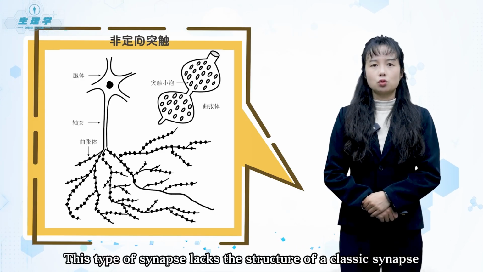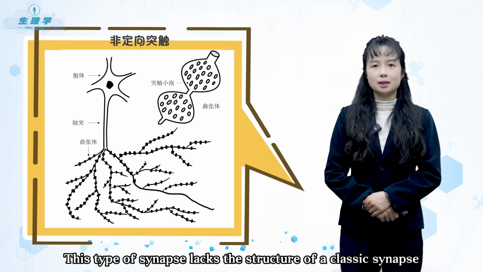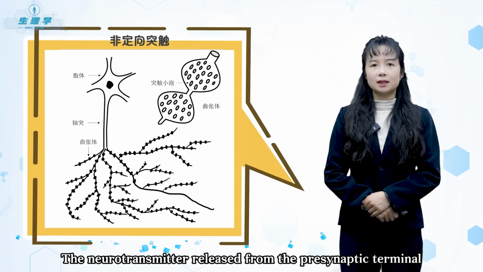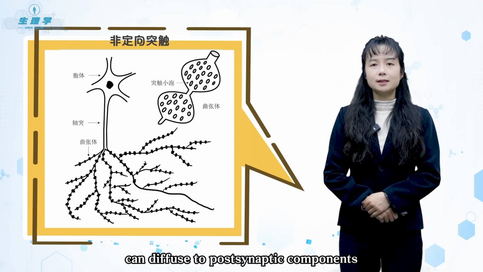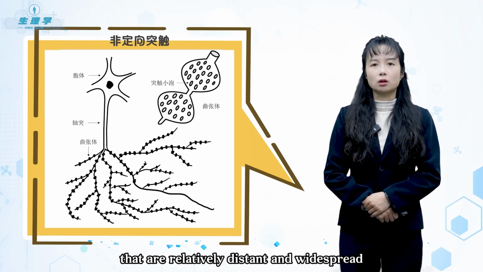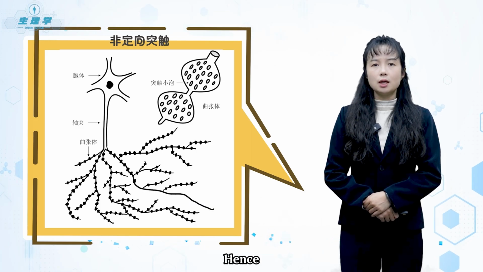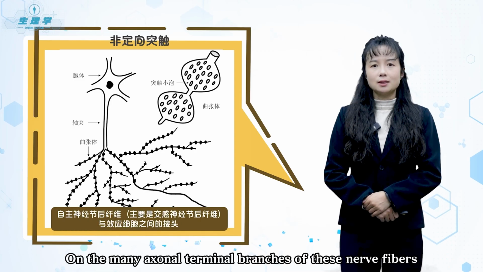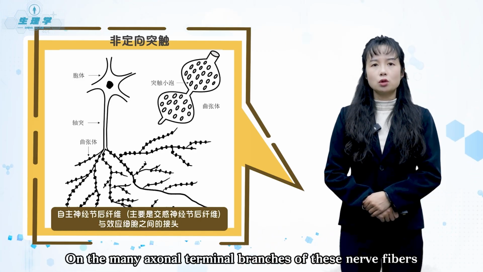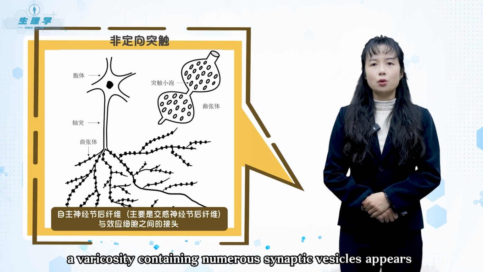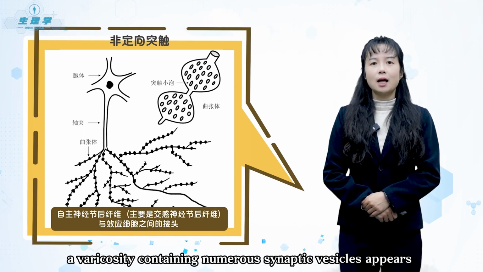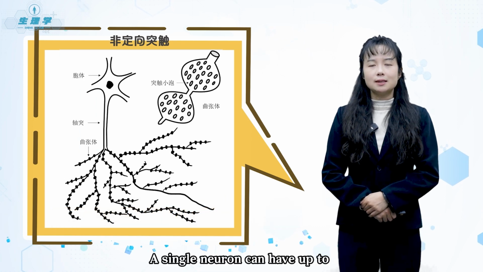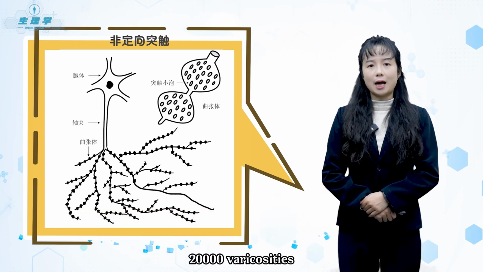Non-directed synapses. This type of synapse lacks the structure of a classic synapse. The neurotransmitter released from the presynaptic terminal can diffuse to postsynaptic components that are relatively distant and widespread. Hence, it is also called non-synaptic chemical transmission. On the many axonal terminal branches of these nerve fibers, a varicosity containing numerous synaptic vesicles appears approximately every 5 micrometers. A single neuron can have up to 20,000 varicosities.